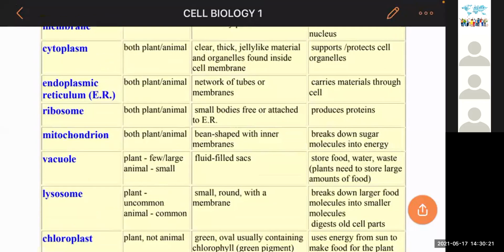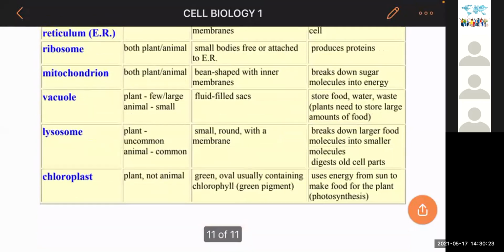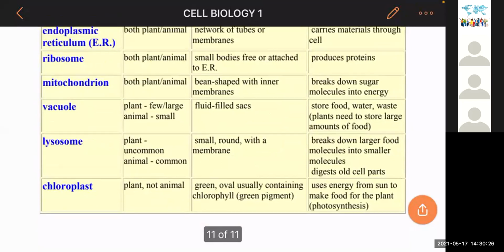Then we have the lysosome. The lysosome. Can anyone remember anything that we had mentioned about the lysosomes?